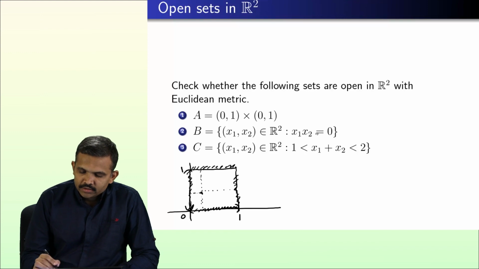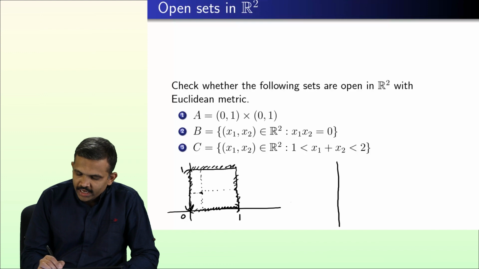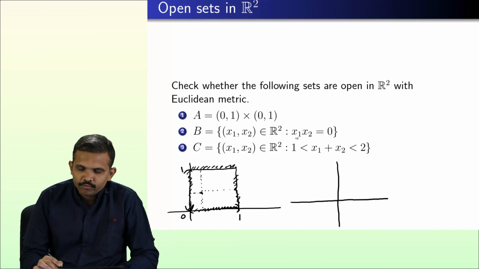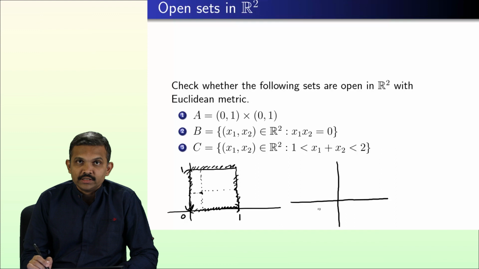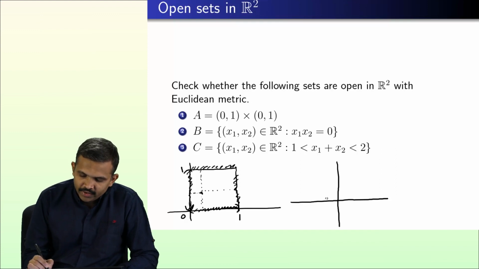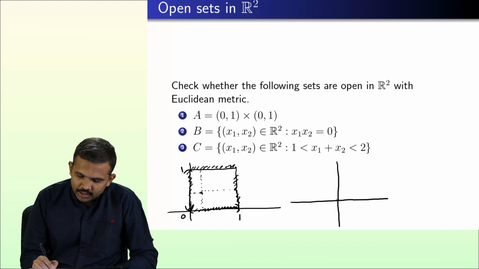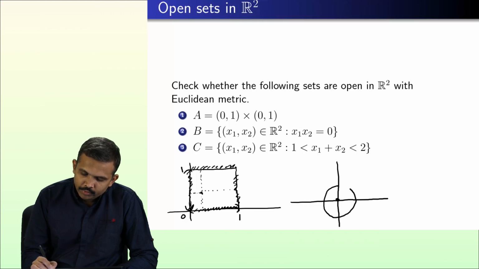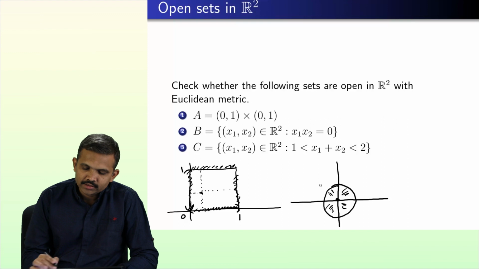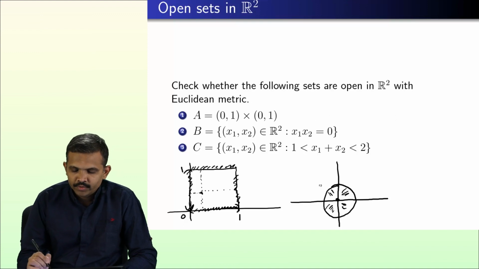Secondly, you look at set B. Now, what is set B? It is x1 into x2 equal to 0. That means, it is simply going to consist of x axis union y axis, that is, those 2 axes only are there in my set. And now, if I take any point, say maybe for that matter (0,0), then what do you think? If you take any open ball around that, then it will certainly have a lot of other points, namely over here, which are certainly not there in my set, and hence this set B is not going to be open.